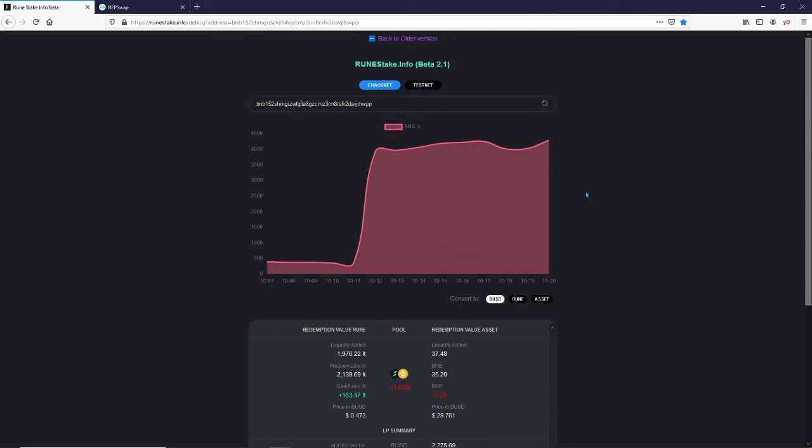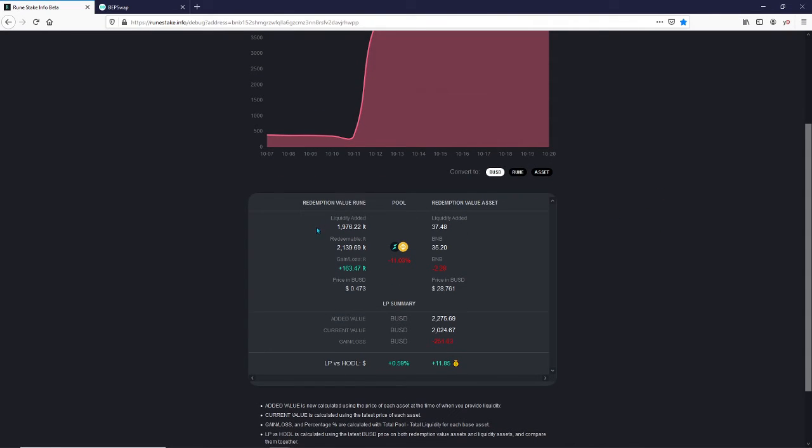The chart is nice in and of itself, just to be able to keep track and watch the movement. But what we actually have here is some very valuable information. You have your liquidity added in Rune, so the number that you started with. You have the redeemable value of the Rune, and we have the gain or loss in Rune. So I've gained 163.47 Rune since I started staking, if you can see the difference. And the price in BUSD is only 47 cents per Rune, so that gives you the price.